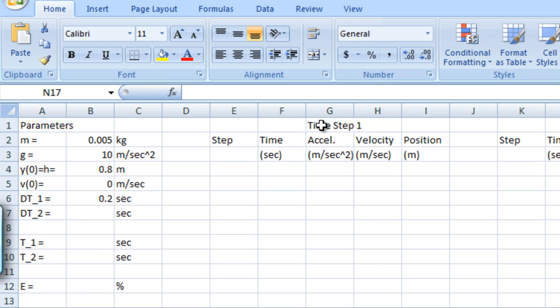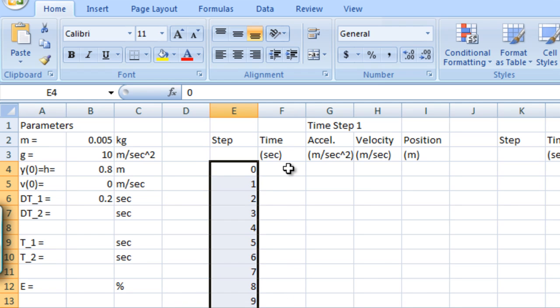Okay, let's go ahead and look at the time step 1 section of our worksheet. You'll see that we have columns to enter step number, the time, the acceleration, the velocity, and the position. We'll start by generating step numbers, so we can type in 0 for the first step, 1, 2, and then let's use autofill to extrapolate that series. Now we've got several step numbers to work with.